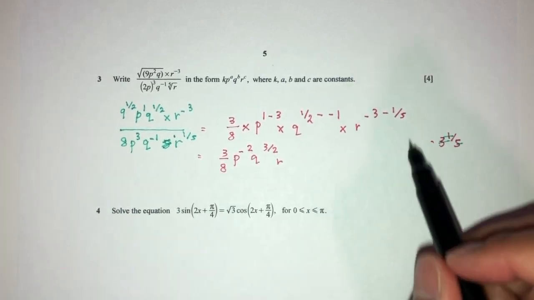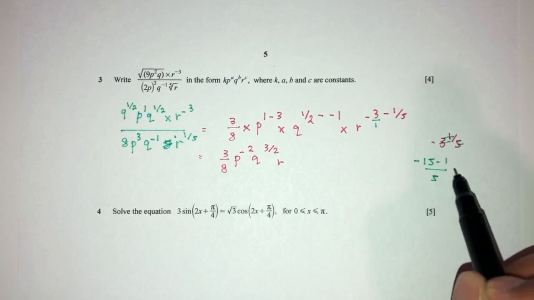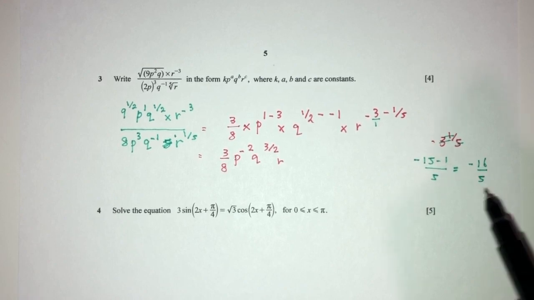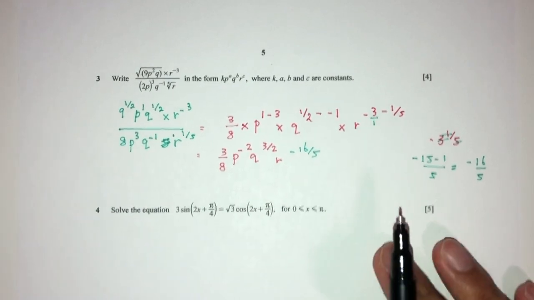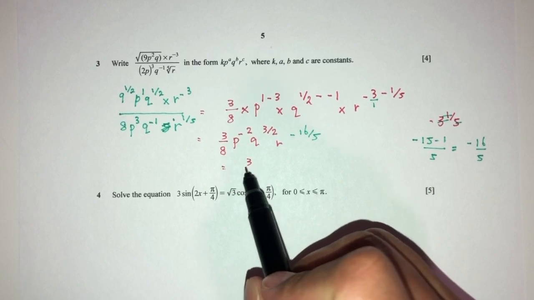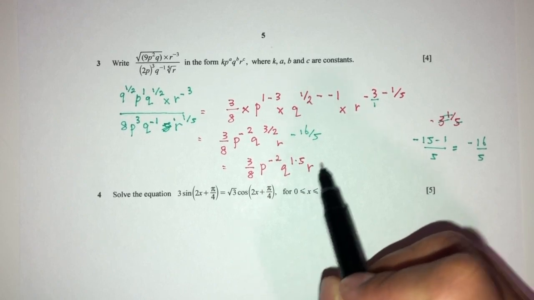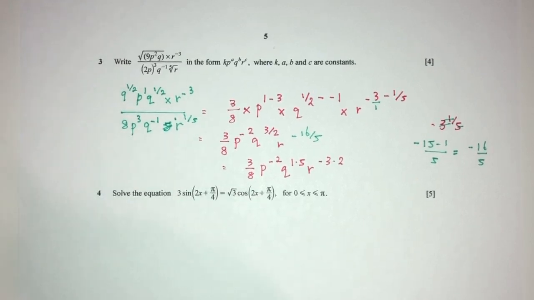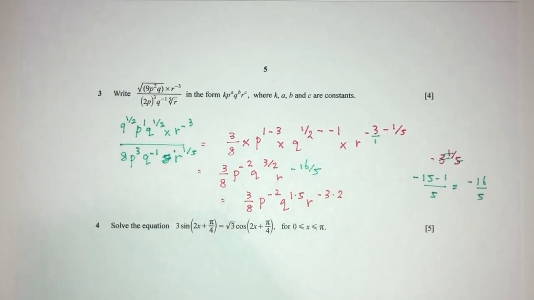Let's simplify. If you have this, you will take the base is 1 here. You will have what? The base will become 5. You will have minus 15 minus 1 over this. Let me expand this. That will become minus 16 over 5. You can write this, or you can simplify if you want to. That will be 3 over 8 p power minus 2 q 1.5 r minus 3.2. Okay, and that will be your answer for question part 3. Step by step, using the laws of indices to simplify this.